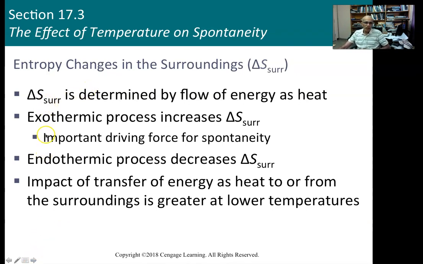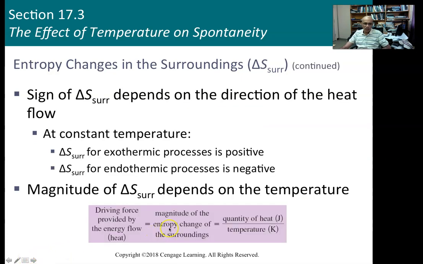So how do we determine the entropy change of the surrounding? Now let's look at that in this section here. You will see that entropy change in the surrounding is determined by the flow of heat, and that is based on whether the process is exothermic or endothermic. So this is what it comes up to. In an exothermic process, it is an important driving force for spontaneous reactions or spontaneous processes. The impact of transfer of energy as heat to and from the surrounding is greater at lower temperatures. Okay, we'll get into that in equation form.